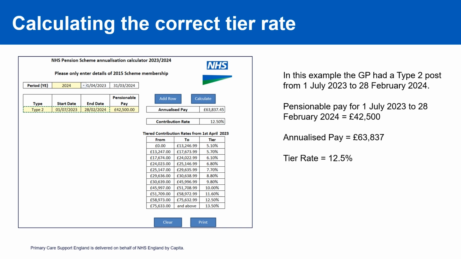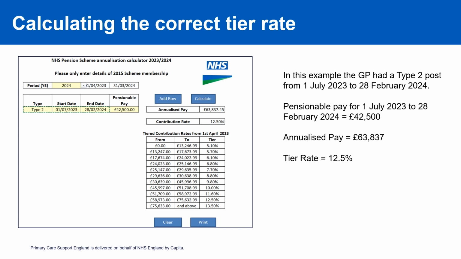In the type on the annualisation calculator, we enter the start and end dates, the pensionable pay figure, and then if you click calculate, then that's where the calculator displays £63,837.45 as the annualised pay. And if you look at the tier rate table, then that 63,837 comes under the 12.5% salary bracket or pensionable pay bracket.